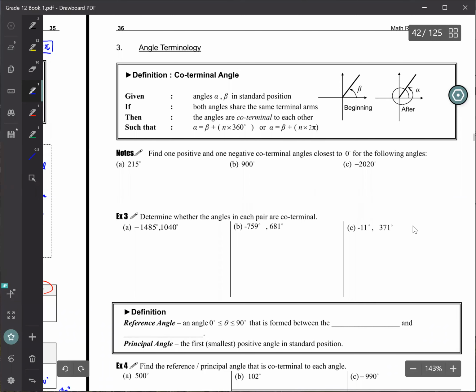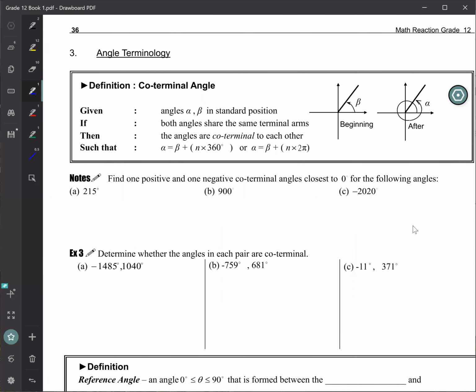Okay, so over here, the first name is called the coterminal angle. The word terminal is referring to the terminal arm. Co means they share, like cooperate, together. So this word is share. So if angles share the same terminal arm, then those angles are called coterminal angles.